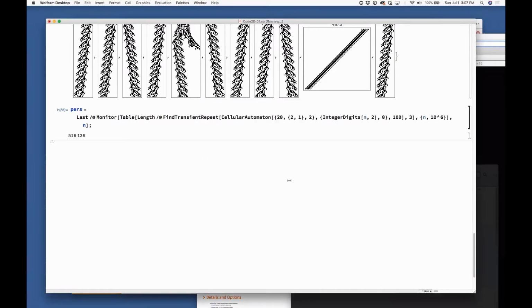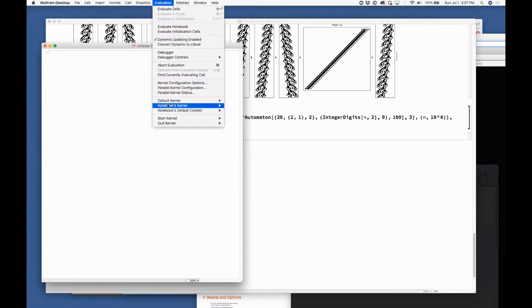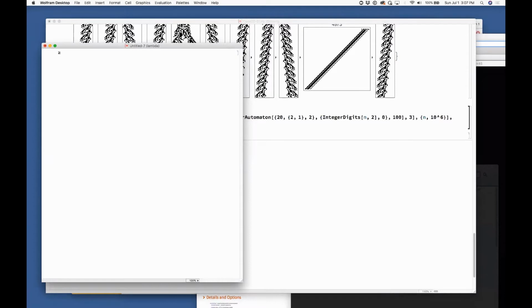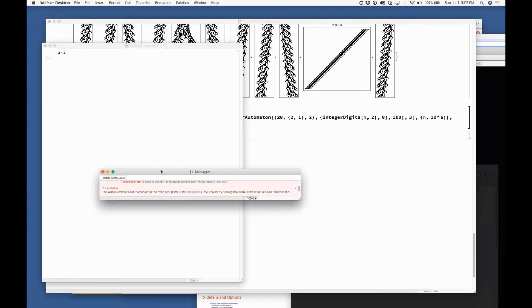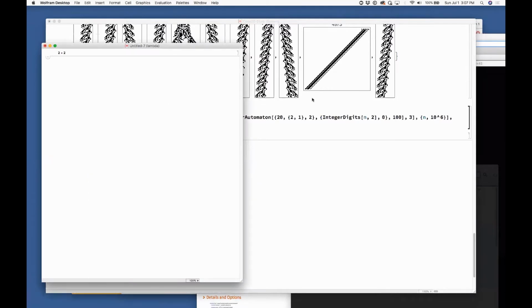But the question is whether that will work if I now go and say Notebooks, Kernel, Lambda, and now I say 2 + 2 here. No, failed to connect. Growl. Yeah, failed to connect for some reason that is unknown.